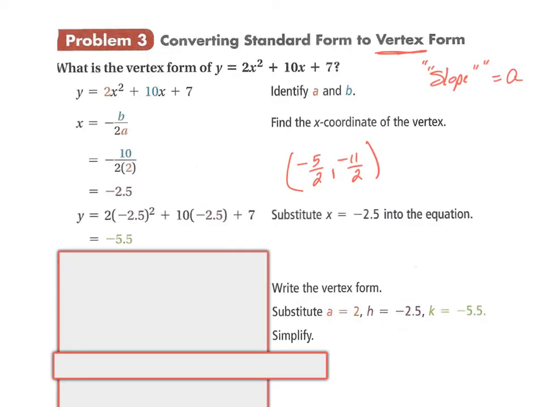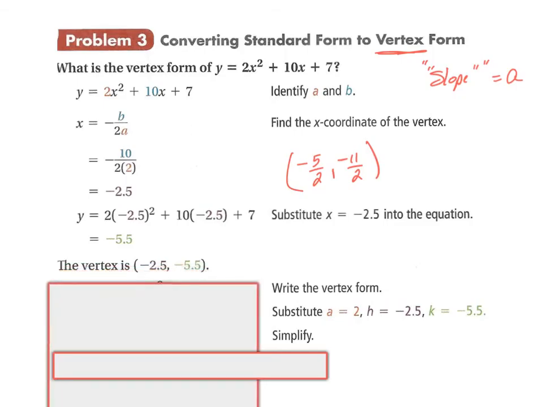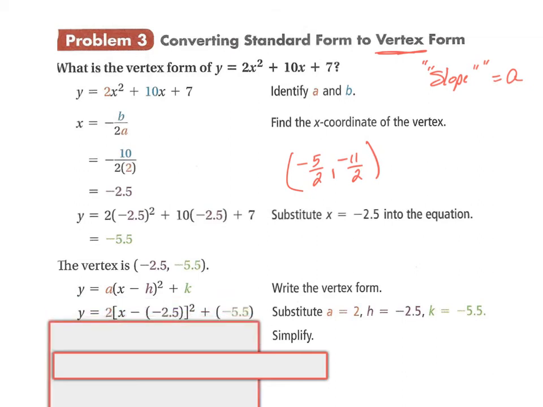All right, so we have our two numbers that we need to put in, and we have our A, our slope with double quotes, and now we just gotta put those into this formula here. Remember, when you put the H value or the X value into the parentheses, you gotta change its sign. And there we have the vertex form of the standard form that you see up at the top.